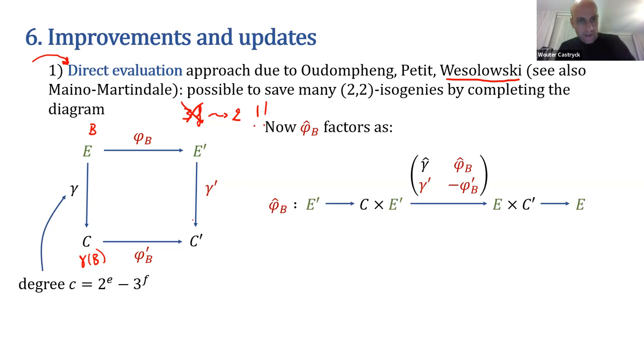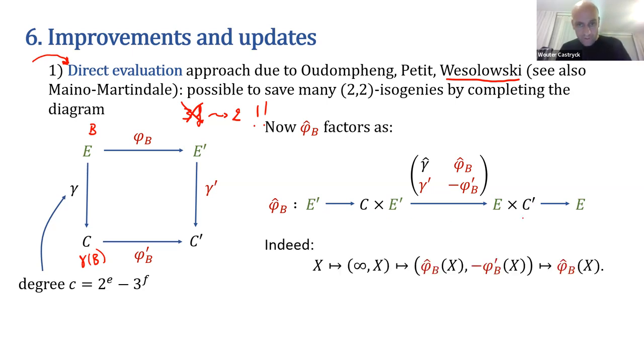And based on this diagram, you can observe that the dual of phi B factors as a composition of three isogenies. Well, three maps, say. I have to be careful with the word isogenies for this projection map, for instance. But as a composition of these maps, what happens? Well, we have a point X on E prime. We send it to the neutral element comma X, so we put it in the second component. Then we apply this matrix map. You really have to read this as, if I apply this to say (P, Q), you have to do gamma hat of P plus phi B hat of Q, just like you would evaluate a matrix product. And so applying it to (infinity, X) gives you this outcome, and then you just project on the first coordinate.